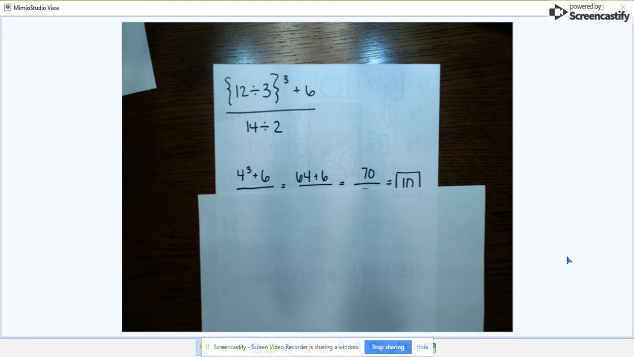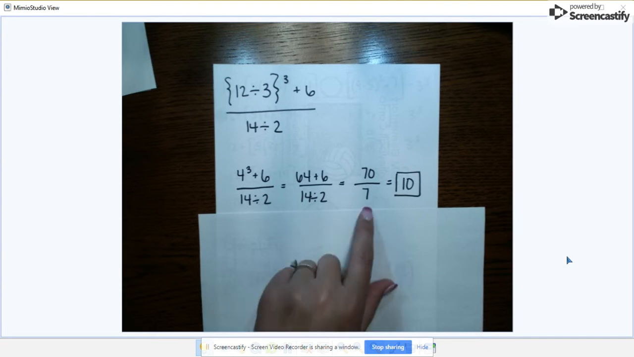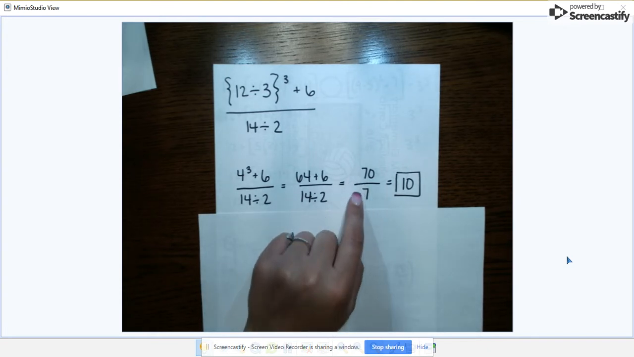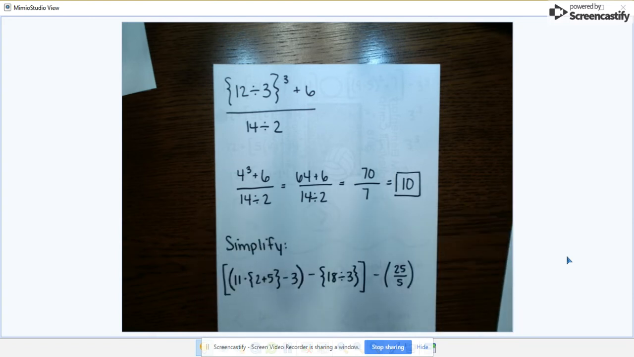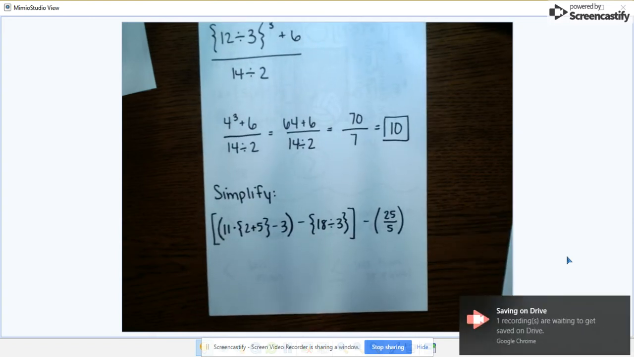And then our denominator, we do 14 divided by 2, which is 7. And our final step is to take our numerator divided by our denominator, which gives us 10. I'd like you guys to simplify this problem.